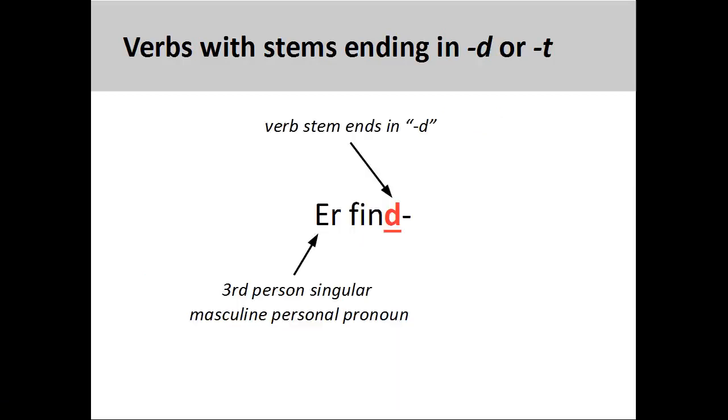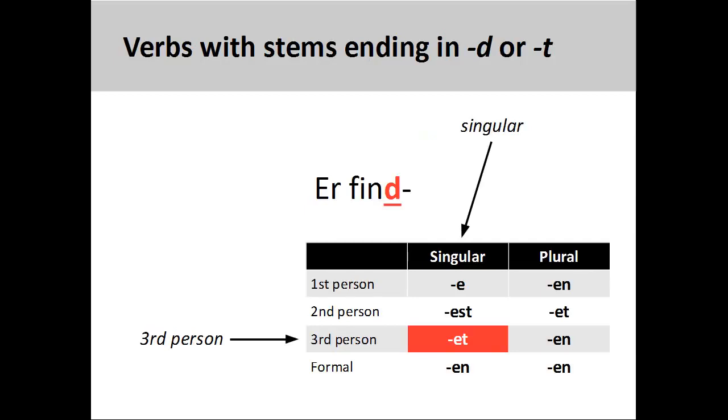To conjugate verbs ending in d or t, we follow the same process as described earlier, but with one extra step. Remove the infinitive ending for the verb finden, to find. Notice that the verb stem ends in d, and determine both the number and person of the subject. Here the subject is a third-person singular masculine personal pronoun he. We then need to find the correct third-person singular verb ending on the chart.